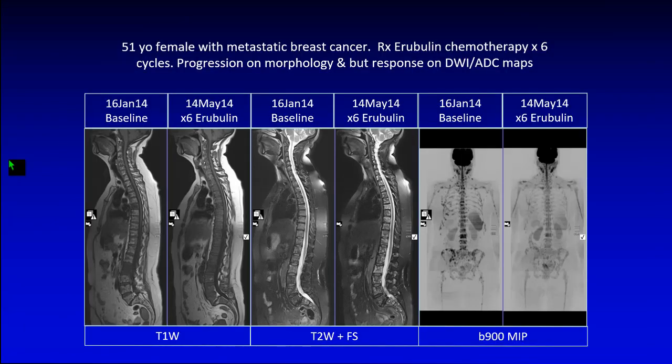So here's a patient with breast cancer being treated with a chemotherapy. We expect an inflammatory response because this is chemo. If you were to look at morphological images alone, you would call this progression. Because look what happens to the T1 signal. You look at the diffusion signal, and it's exactly the opposite. The patient's actually getting better. So we discussed this morning. This is called T1 pseudo-progression.